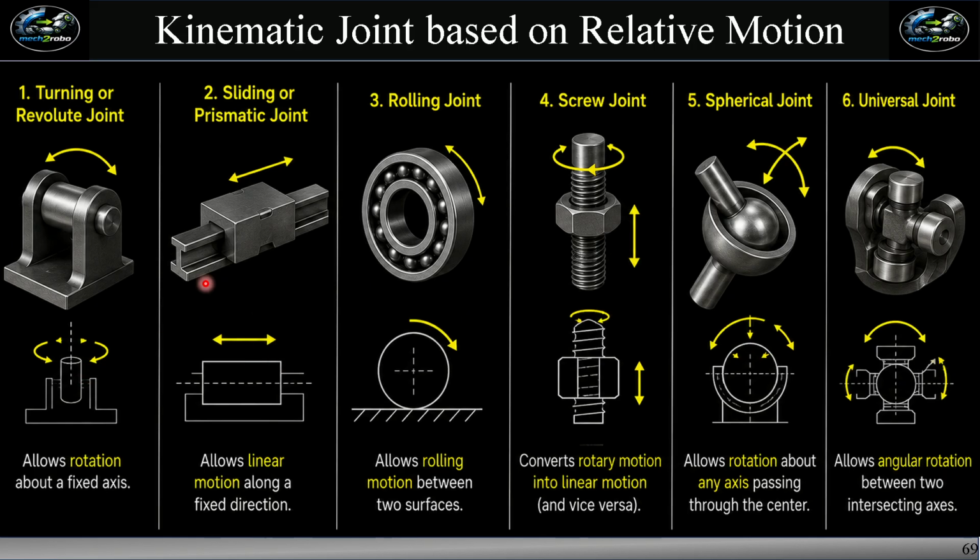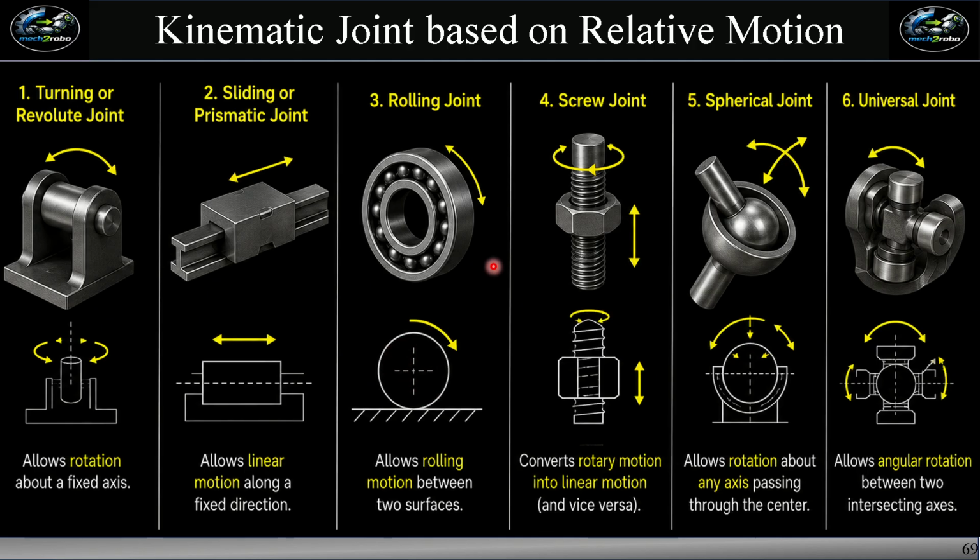In sliding or prismatic joint, there is only sliding, that is, it allows linear motion along a fixed axis. Means there is only one translation or sliding motion in one particular direction. And in rolling, there is rolling motion between two surfaces. In this figure, we can see that these balls roll between two surfaces. Means there is only rolling.